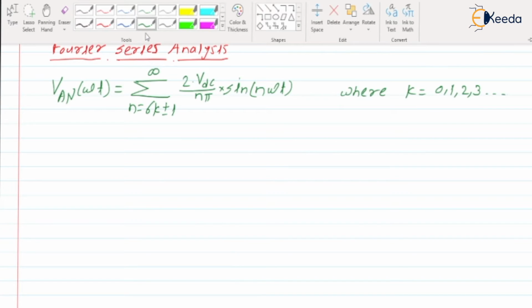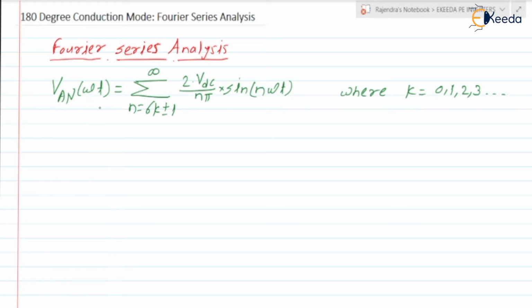In the last video we derived this expression: VAN of omega t is equal to the summation over n equal to 6k plus or minus 1 up to infinity of 2 VDC by n pi into sine of n omega t, where k is equal to 0, 1, 2, 3 up to infinity. Next, similarly, can we write the VBN of omega t? Yes, VBN of omega t.